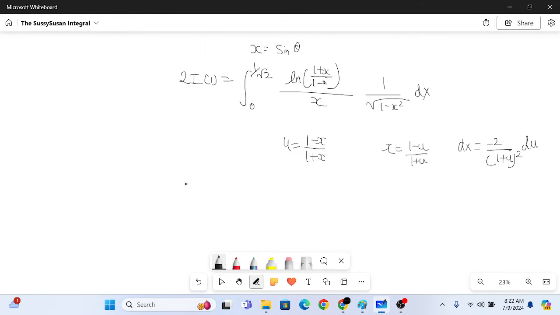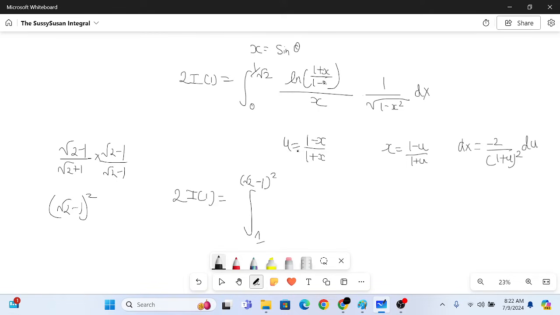If we make that substitution, we get 2 times I of 1 equals the integral from 1 to root 2 minus 1 by root 2 plus 1. This can again be simplified if we rationalize it by multiplying by root 2 minus 1. The denominator will be just 2 minus 1, which is 1, so we actually get root 2 minus 1 whole square. So over here we get root 2 minus 1 whole square, and then this is just ln of u.